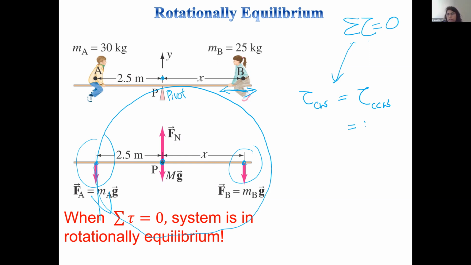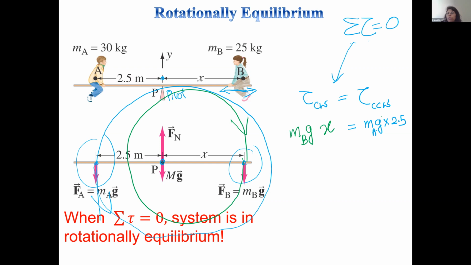Force times distance. So I have the mass of the boy times g, that is Fg, the force of gravity, times the distance to the pivot point, 2.5. That should be equal to the clockwise rotation. The clockwise rotation is definitely done by the girl, because of this way. This is the clockwise rotation. Now the clockwise rotation done by the girl is M_A times g times x, right?